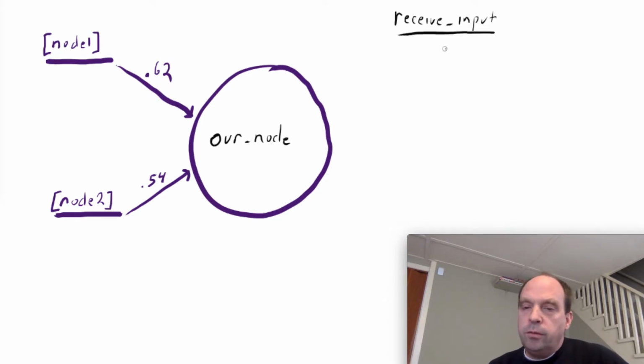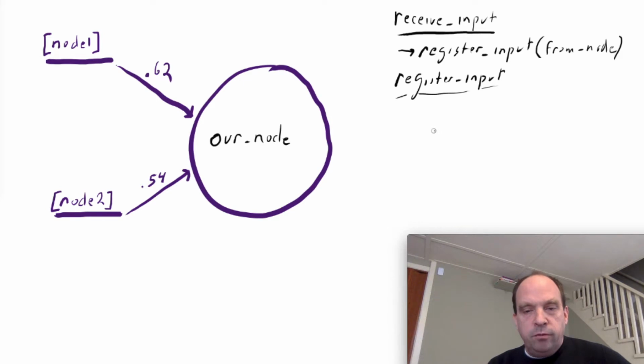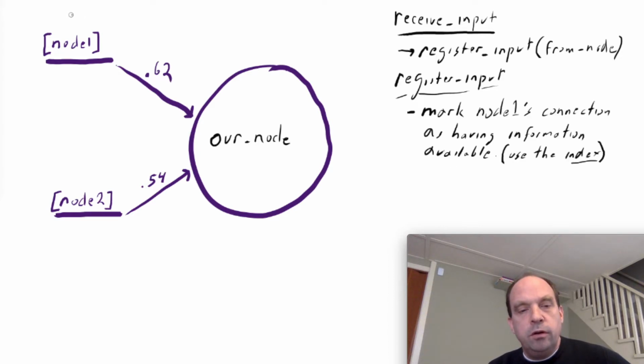So what does receive input do? Really, it doesn't do much. Since we have a hidden layer node, all we're going to do is directly call register input. And register input takes on the responsibility of keeping track of which incoming nodes have information available. Remember that we used an ordered dictionary to keep track of all the incoming connections, and that with an ordered dictionary, we can find out the index of each key. So the index of node 1 should be 0.